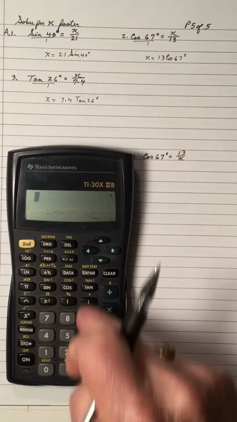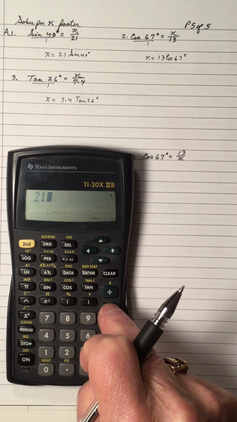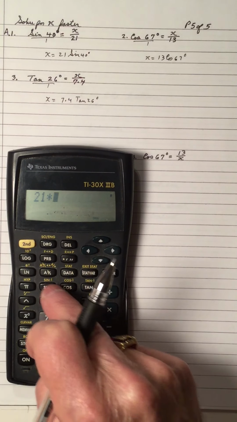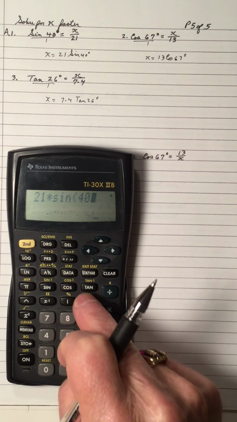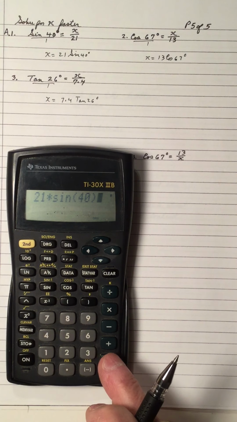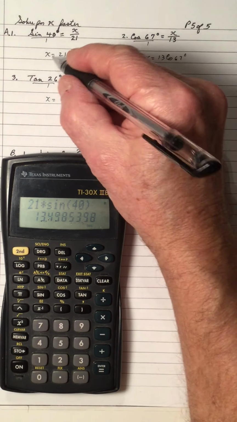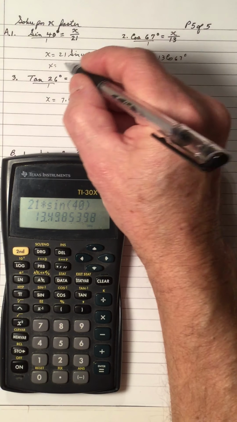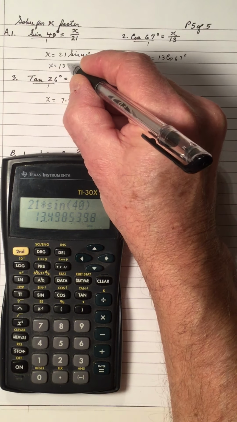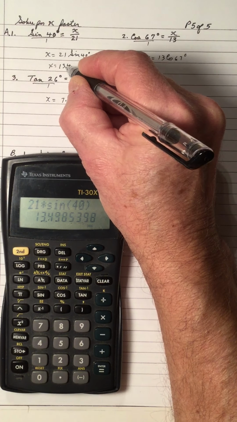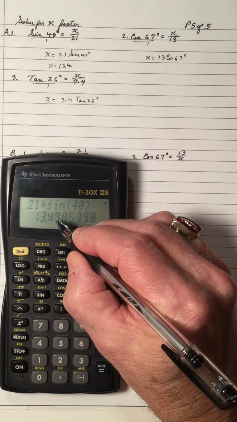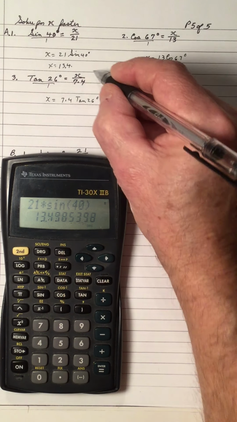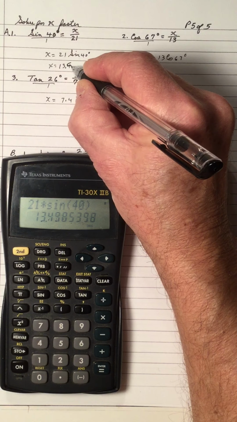So I'm going to do 21. And I don't have to multiply. I could if I want, 21 multiplied by sine 40. I don't have to put the multiplication there. And I get x is equal to, and this I want to the nearest hundredth, so 13.43. 1, 3, and that's a 9. So 8 is greater than 5, so I add 1, I get a 0, so that's a 5.